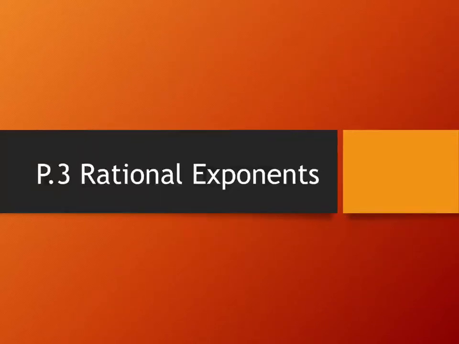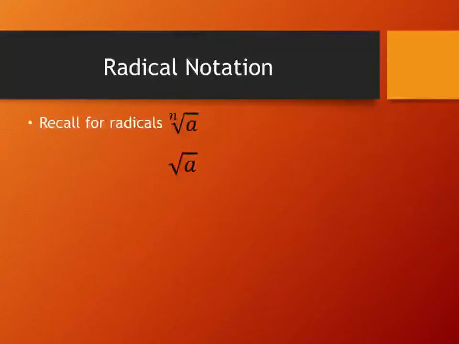Section P.3 is going to take what we did in P2, talking about exponents, and it's going to add another layer to it. Specifically, it's going to talk about rational exponents. We talked about rational numbers last class period. They were fractions, basically. Fractions are decimals that stopped. That's what we looked at. So we're going to look today at rational exponents in this section.